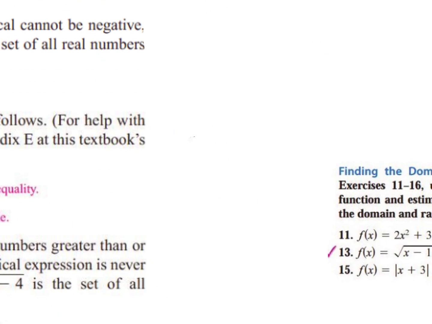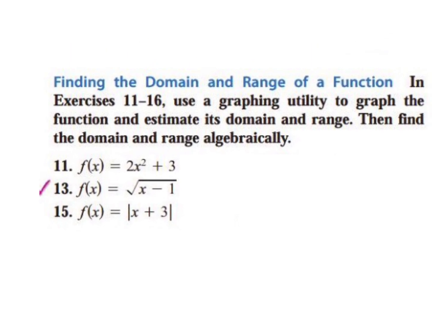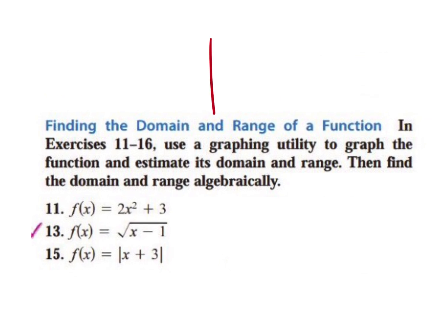Let's look at 11 down below. So we're finding the domain and range here. It says use a graphing utility, but we're going to graph it in our heads. So for 11, let's think, what does an x squared graph look like? A parabola. Awesome. So a parabola has what type of shape? A U shape. So our graph would go up 3 and is a parabola like this.